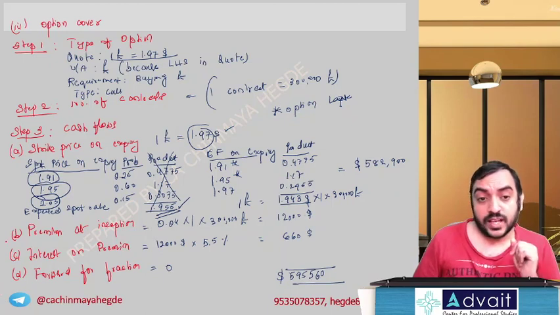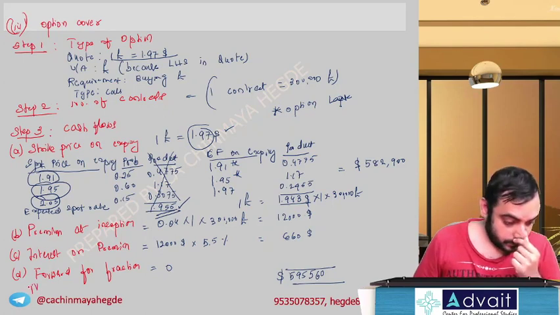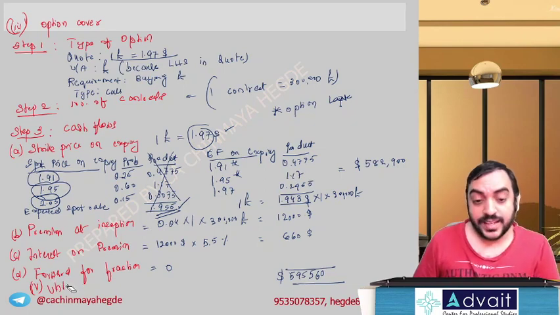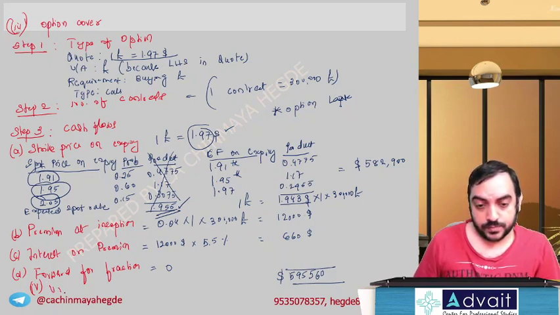There is one more they've asked. This is the third one. One more they've asked. Fourth one: unhedged situation. Unhedged receipts. Unhedged payment. No hedging.